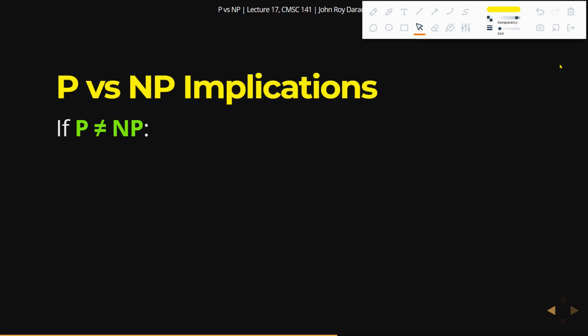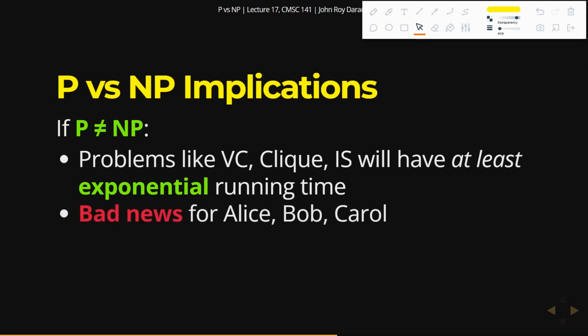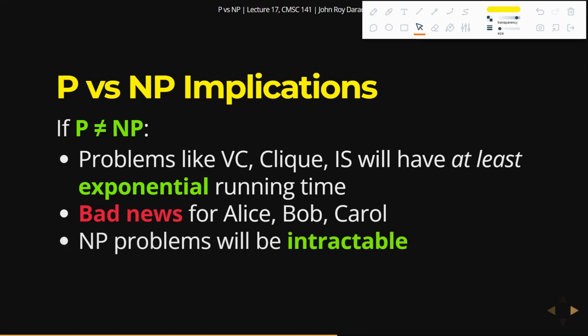What are the implications of having this problem? Now, if it was proven that P is not equal to NP, then problems like the vertex cover, clique, and independent set will have at least exponential running time. So this is bad news for the three friends, Alice, Bob, and Carol, because that means that there is no polynomial time algorithm for their problems. Okay? So NP problems will be intractable. They cannot be run in a reasonable amount of time. It will be at least exponential.